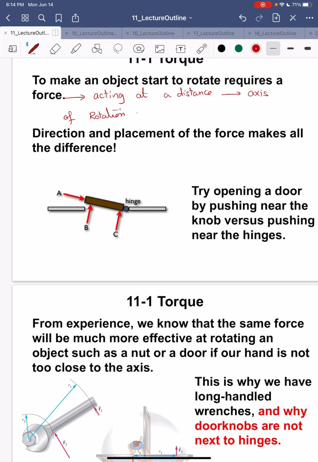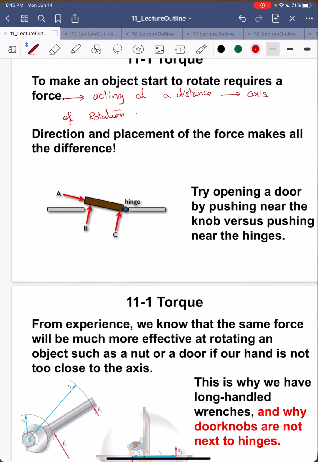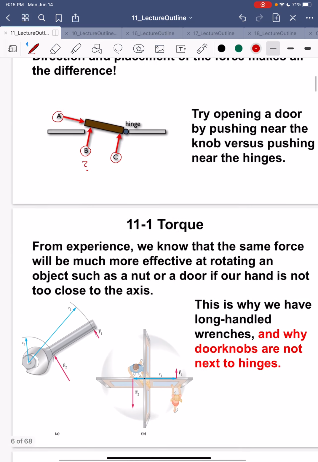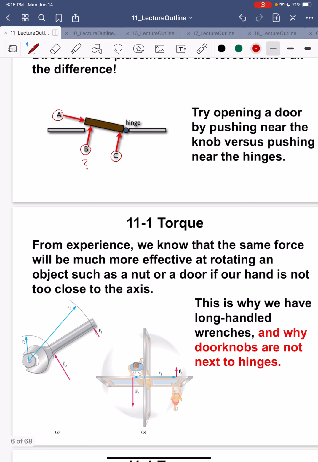This is just as if we are looking from the top on a door that is opening. Try opening the door by pushing near the knob versus pushing near the hinges. Okay, and here, of these three forces, which one is going to be the best one, or the most effective one in the rotation? Okay, I just pose these questions.